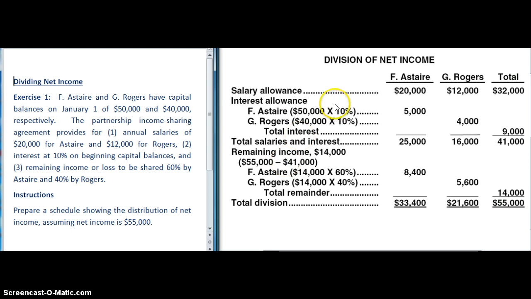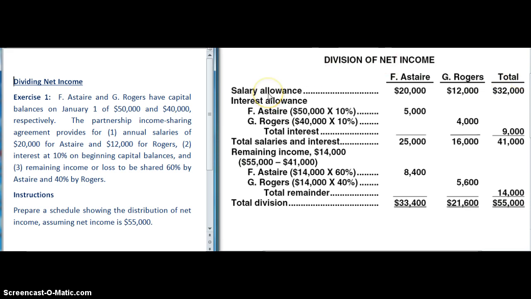Okay, let's look at how the schedule of distribution of net income looks. Now this is the schedule of distribution of net income. You give a heading, that's division of net income. Now you can see that there are 4 columns. The first one is for the details, the second is for the first partner, which is Astaire, and the third for the second partner, Rogers, and then you have the last column, which is the total column for the total figures.